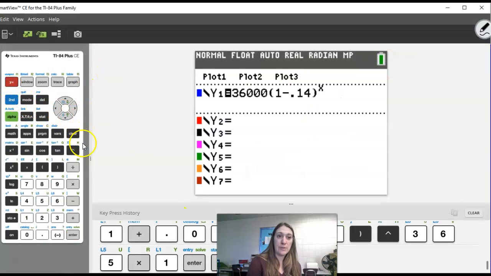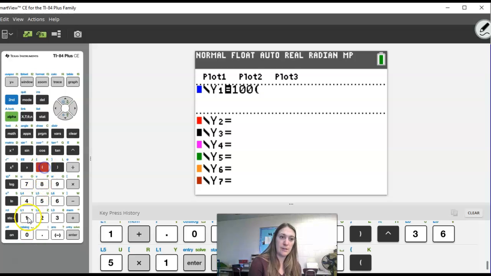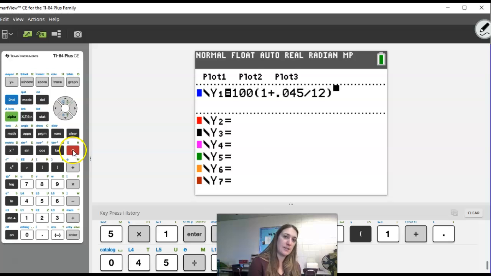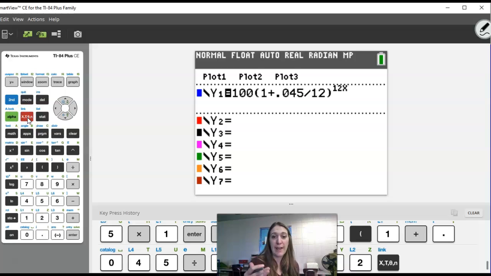So we're in y equals, we had $100 for me, 1 plus 0.045. We divided it into 12 months. Close your parenthesis before you go to the exponent. And then the most common mistake on this question is kids forget to put the x for the time. You have to put 12x because it needs to have a variable time, right? All right, here goes. So to our table.